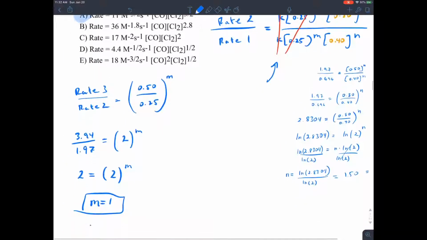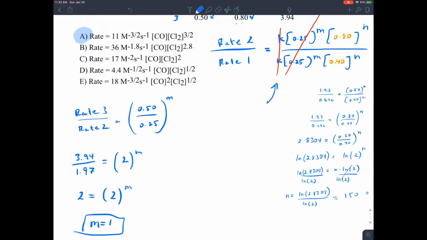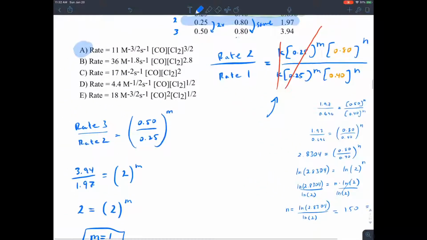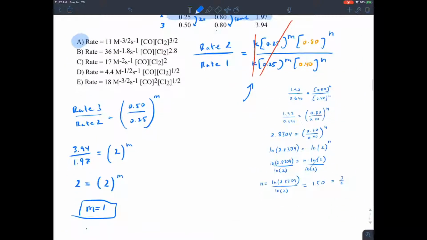As just a quick reminder, the answer was A in this case because our rate order for carbon monoxide was 1. And there's kind of an imaginary 1 hanging out here on the top. And then we found out the rate order was 1.5, which is equivalent to 3 over 2 as we see in A here. So I hope this was helpful.